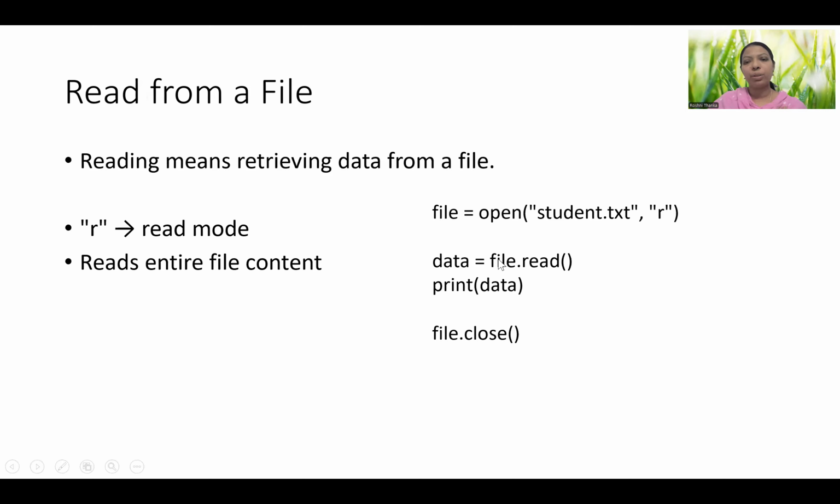When we are reading, we'll get some content, so that needs to be stored in a variable. Here we are using a variable name called data. This object is now pointing to this file, right? So we say object name dot read, and the complete data will be read and stored in data. We can print it and close the object. This is a very, very simple example.